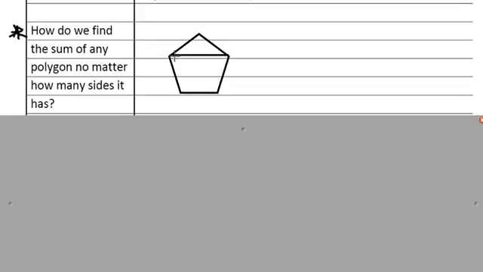So we could divide this polygon into 3 triangles. Well, each triangle has 180 degrees, so there's 3 180s. But there was 1, 2, 3, 4, 5 vertices, or 5 sides. So if you notice, 3 is 2 less than 5. The formula to find the sum of the interior angles of any polygon is going to be 180 times n minus 2. That'll give you the sum.